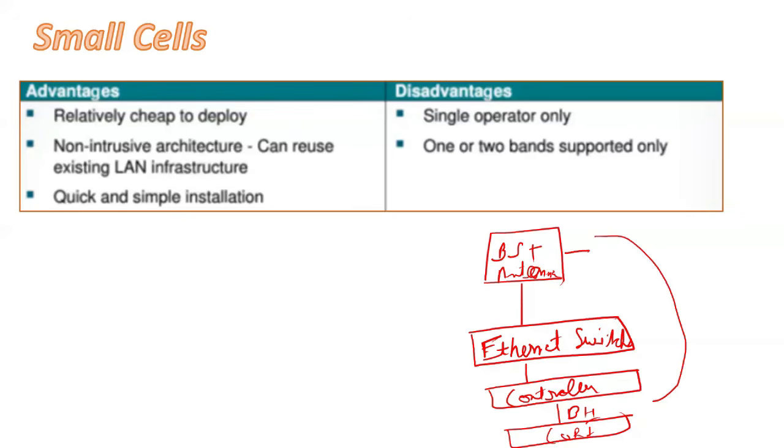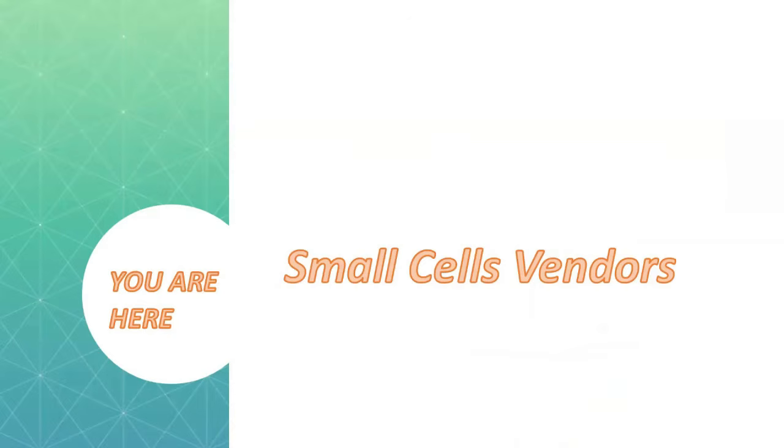So these are a few advantages and disadvantages. It is relatively cheap to deploy, but it has some disadvantages like single operator only, and it has 1 or 2 bands supported only. Right. Let's talk about some of the small cell solutions.